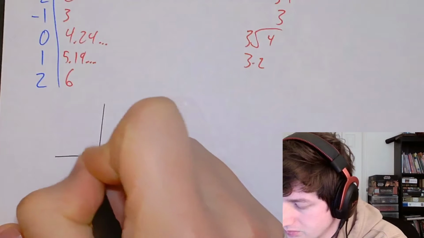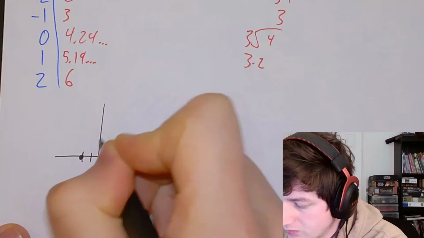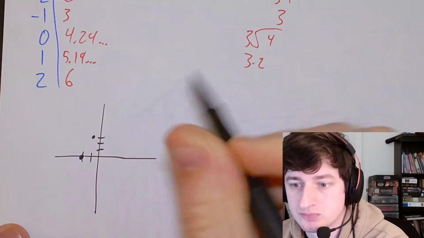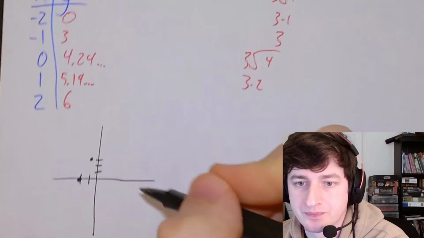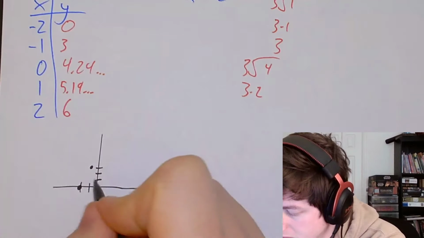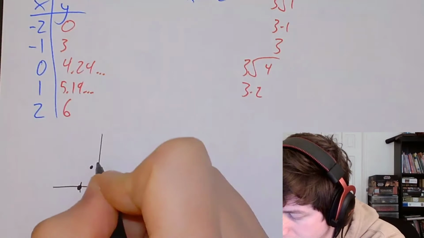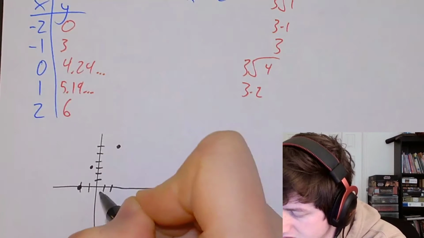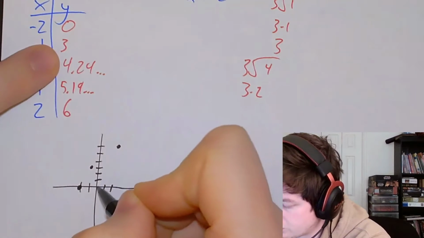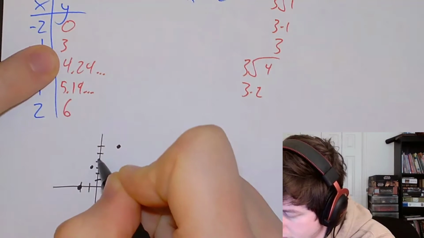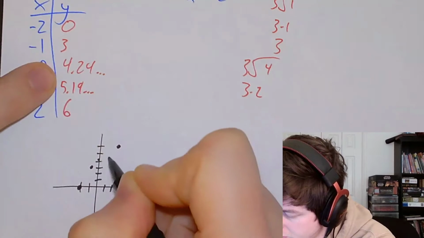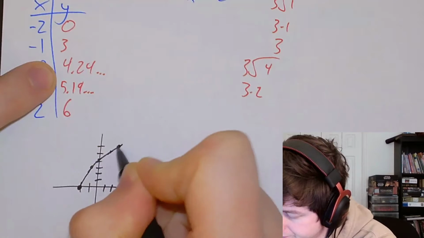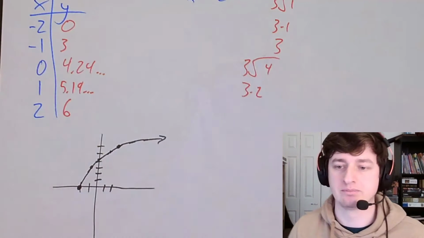-2, 0. -1, 3. This graph is going to get tall, taller than the other ones. 2, 6. So 1, 2, 1, 2, 1, 2, 3, 4, 5, 6. And then these other points are going to be in here, right? 4.25, 5.2. So it's going to look like that.